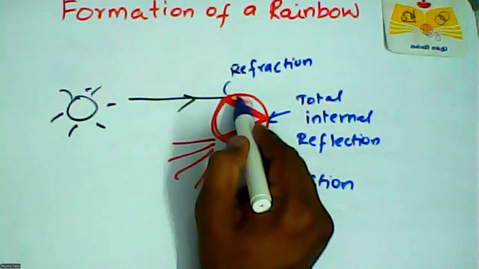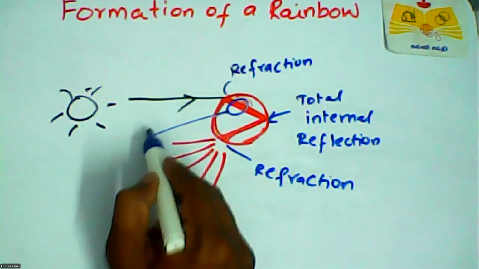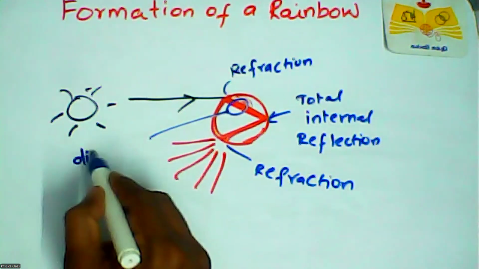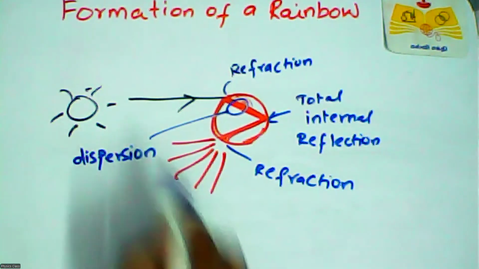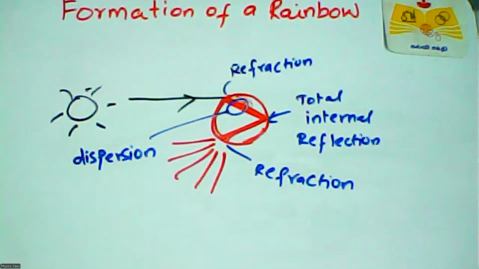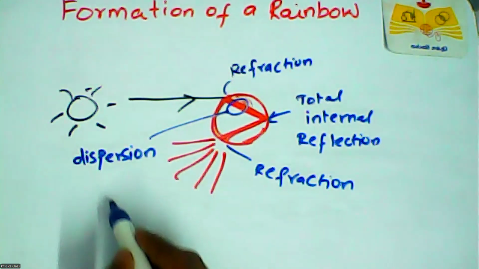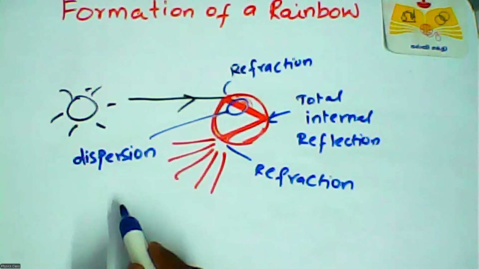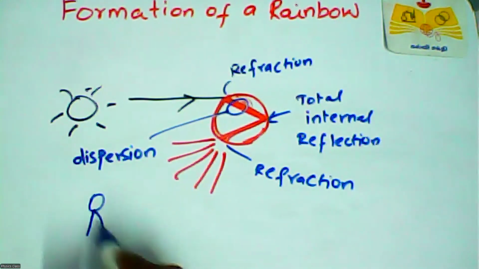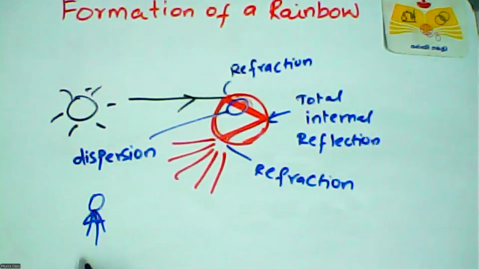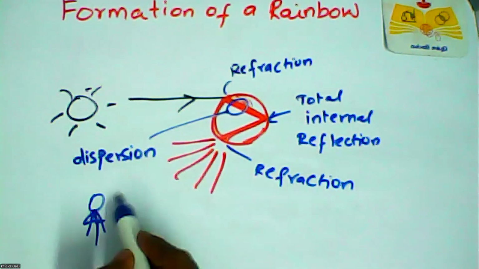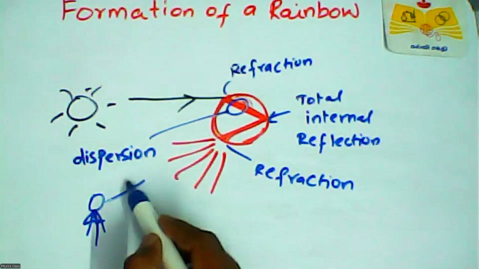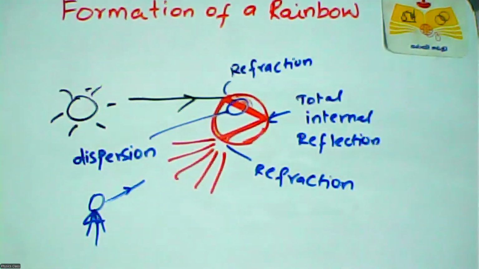The light splits into its constituent colors. This concept is known as dispersion. So suppose one man is standing here. He sees a rainbow from this.